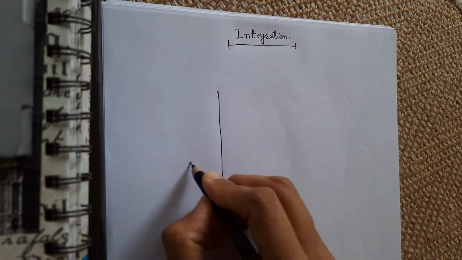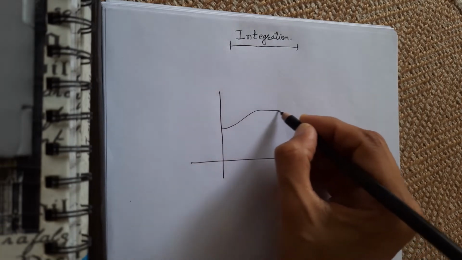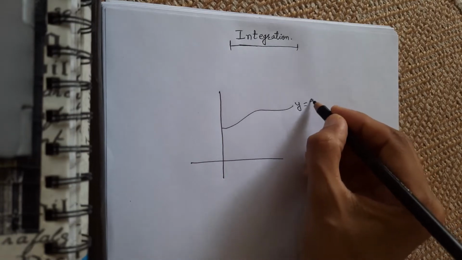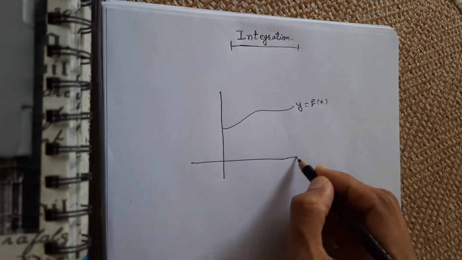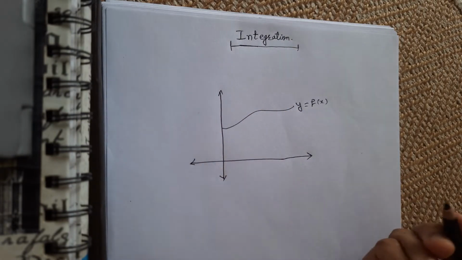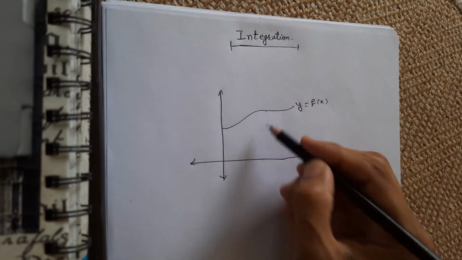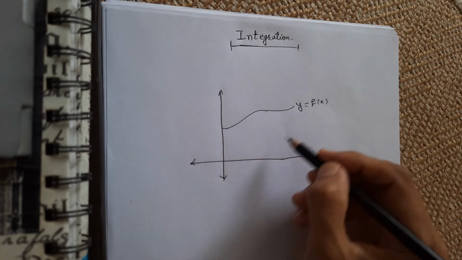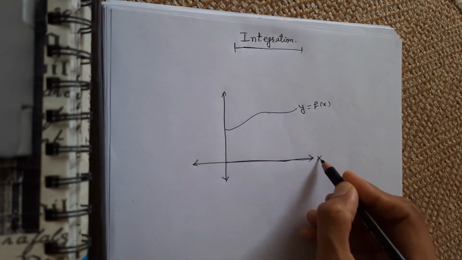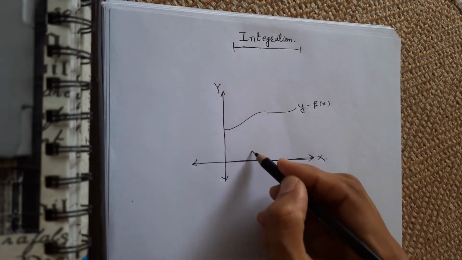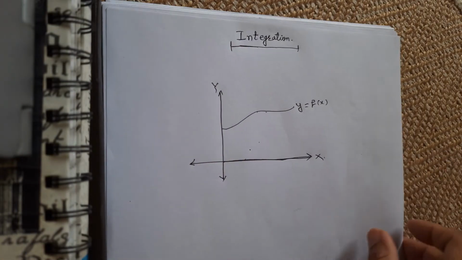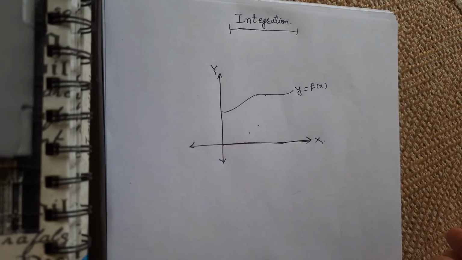Suppose I have a curve given by y equals f of x, something like this. Okay, this is the curve. From a long time ago, mathematicians and scientists have been interested in finding the area under this curve. How much area does this curve occupy? So the area above the x-axis and under this curve, how much will this area be, and how to find it, that was the main question.